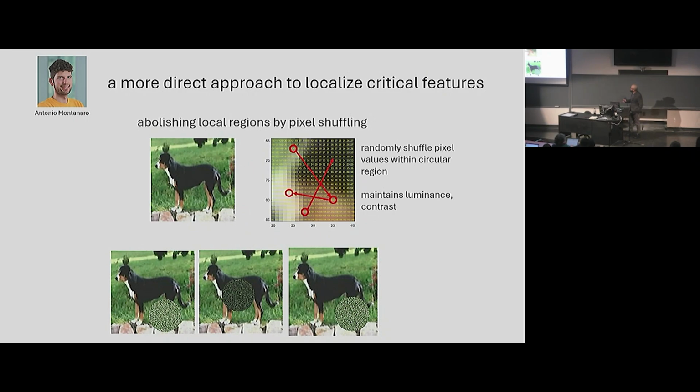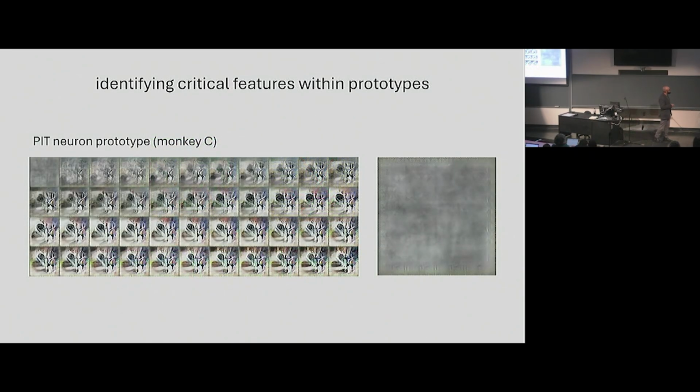And this is work that Antonio Montanaro started to do, where you can take an image and randomly select locations in the image and just shuffle the pixel values within that local patch, in such a way that you can keep constant the overall contrast and the overall luminance, but completely abolish the local information within that. So we thought we would use it to kind of localize this prototype.